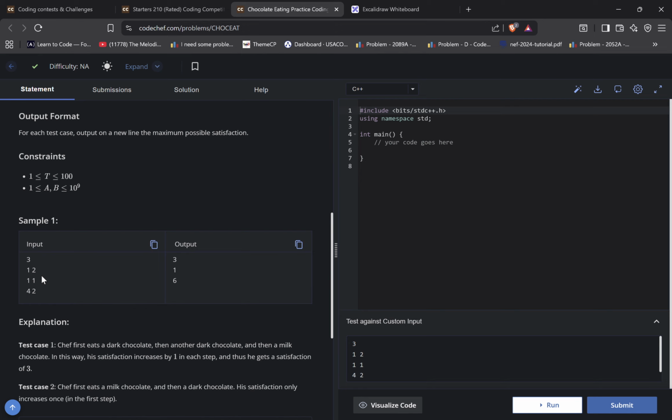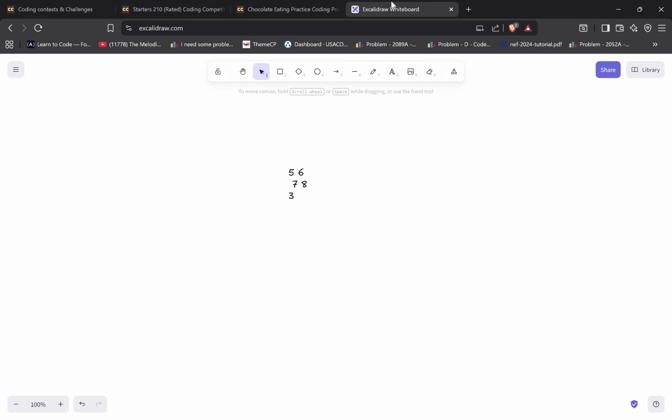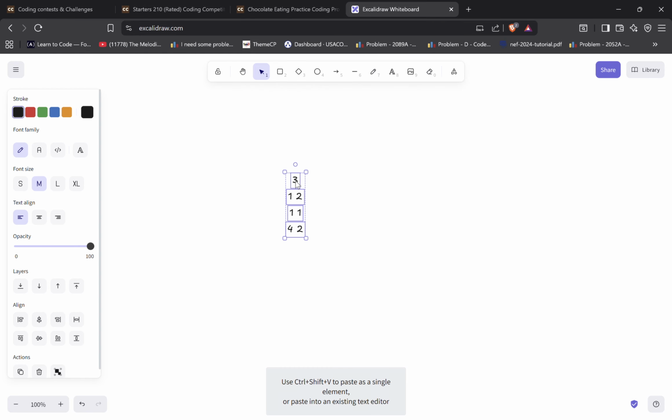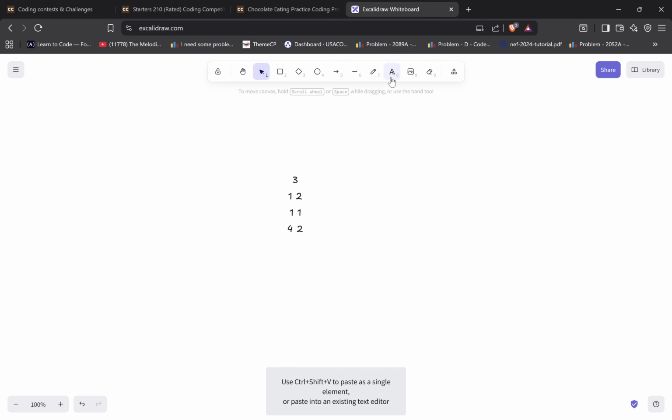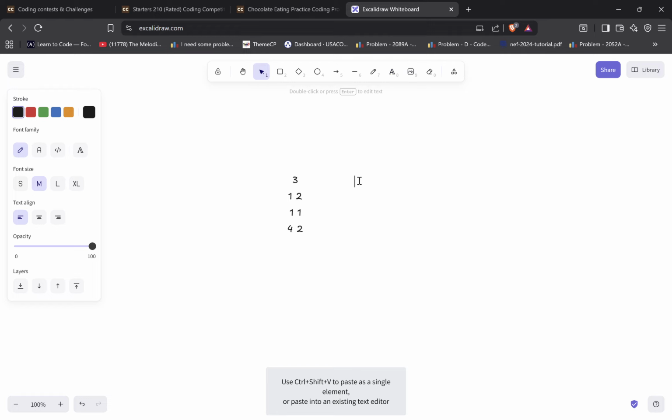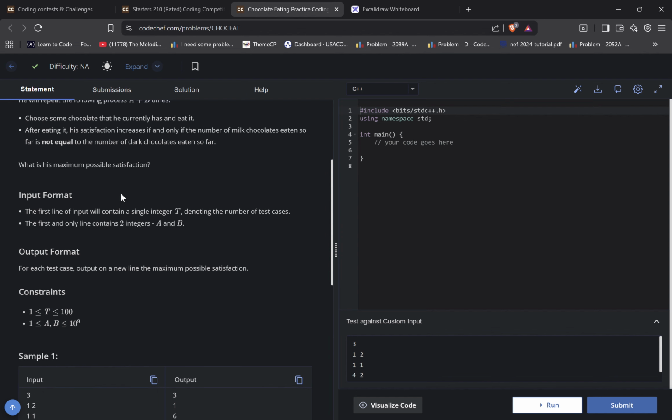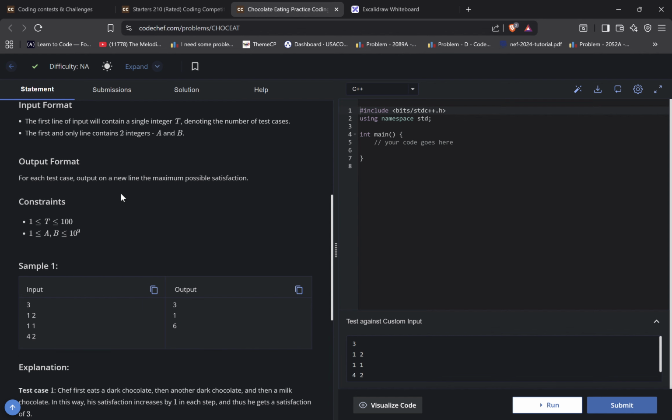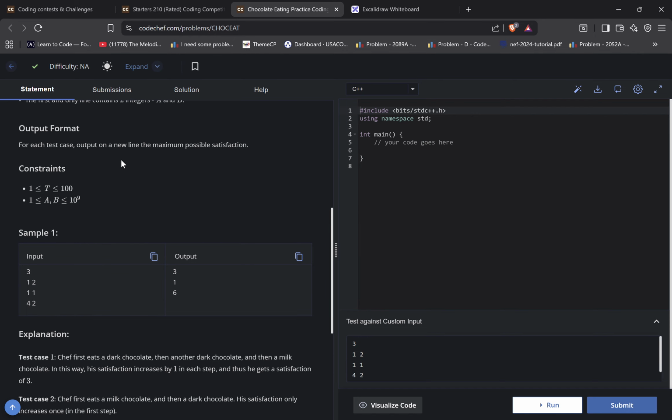Let's take a test case, any test case. For example, let's take this one. Wait, let's take all these three. I'll try run them. Yep, and these are the test cases. Now this is the milk chocolate, I think this is the dark chocolate. Yep, that one is milk.